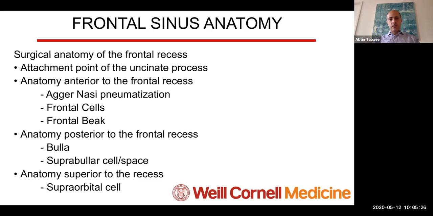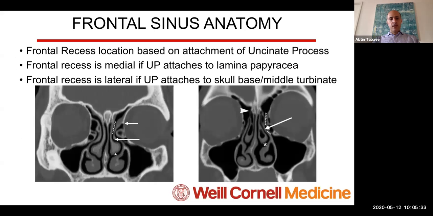We're going to discuss the uncinate process, the cells around the frontal recess, and some of the area above the recess. The uncinate process is the sickle-shaped bone emanating from the ethmoid bone. It's a sort of foundational part of doing a maxillary antrostomy and then opening into the ethmoid cavity proper. But if you take a step back and before you even take down the uncinate, you look at its attachment point, you can predict its relationship to the frontal recess.